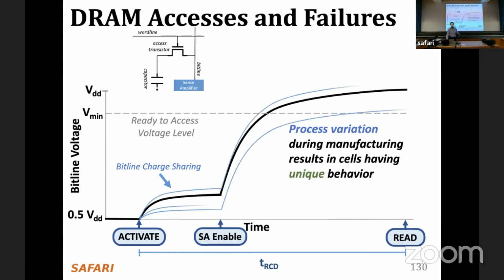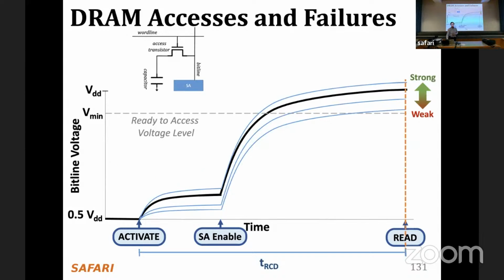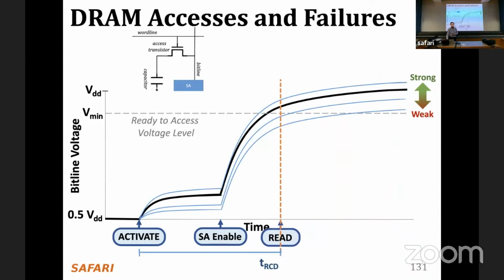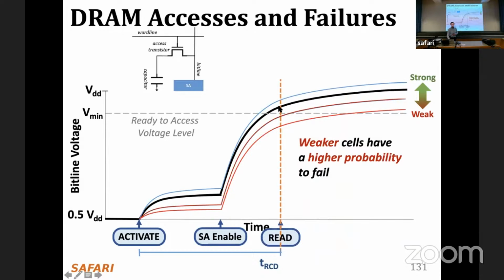Now, process variation results in cells having unique behavior. Not all cells follow the same curve. Different cells have different curves. Some of them are strong, some of them are weak. Now, if you reduce the latency at which you're reading the cells, you can see that different cells have different probability of failure. This is also a probabilistic thing, basically. Not all cells follow the same curve every time, right? There's also noise that happens. So if a cell is really close to here at this latency, that's a good random number generator cell, basically, because it's probably failing randomly.